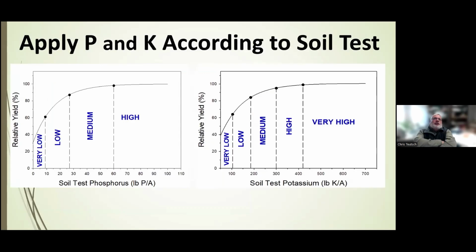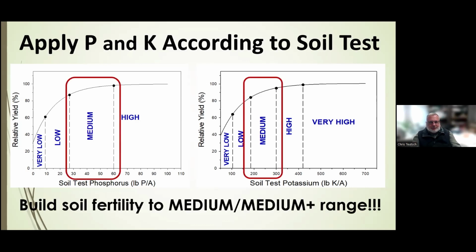Okay, I just want to mention that when you get your soil test back, you'll have a recommendation for phosphorus and potassium, and it's important to apply that according to the soil test. Again, lime gets first billing, but P and K are also important. And what I want you to look at is that we don't have to put a ton of fertilizer on hay fields and pastures, but we want to maintain that soil test value in the medium range.